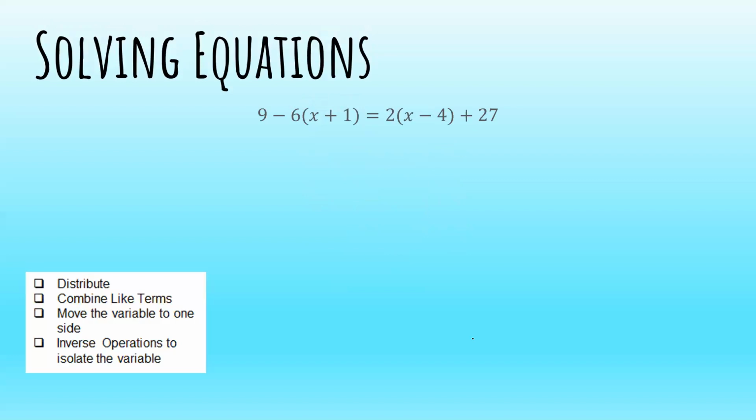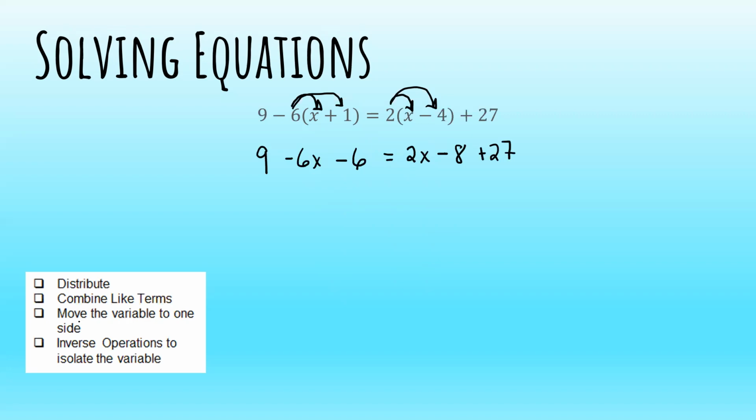Our last question here, we're going to start it off. We see that once again, the negative 6 is attached to this. So I'm going to start off with my 9, but now I'm going to distribute the negative 6. So negative 6 times x is negative 6x. Negative 6 times a positive 1 is negative 6, equal, there's another distribution, so it's 2 times x, which is 2x. 2 times negative 4 is negative 8, and then we have a plus 27.